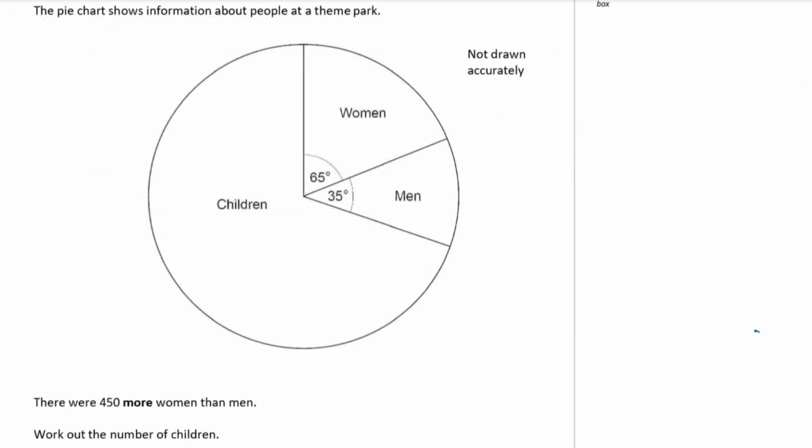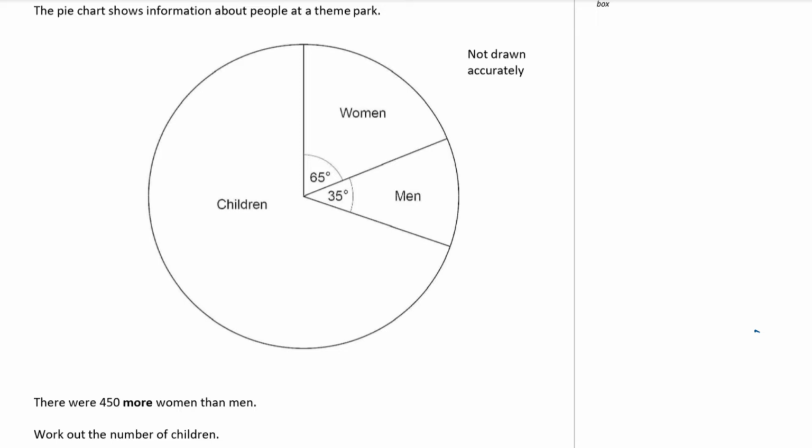Question 9, the pie chart shows the information about the people at a theme park. So we can see that the vast majority of people here are going to be children, and there's some women and some men. There are 450 more women than men. Work out the number of children.